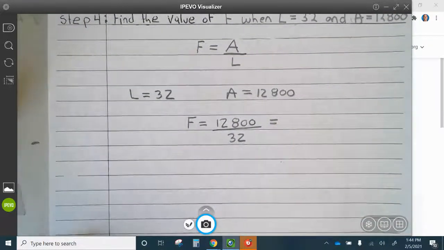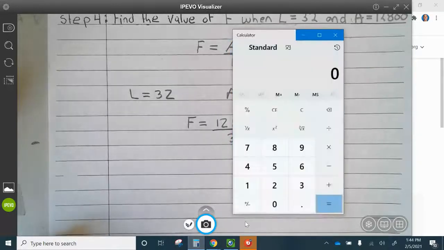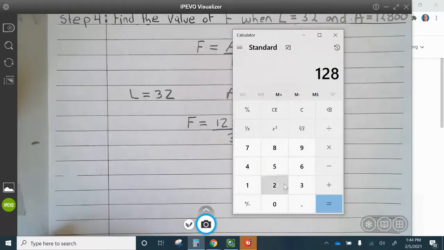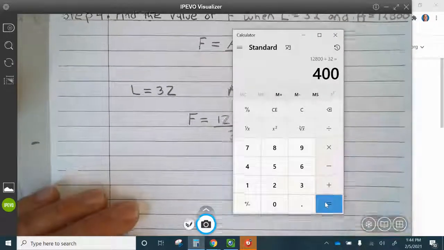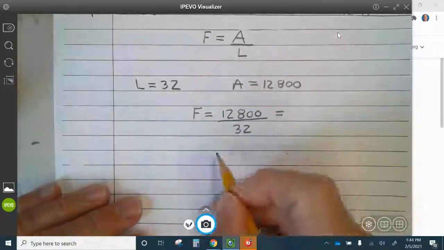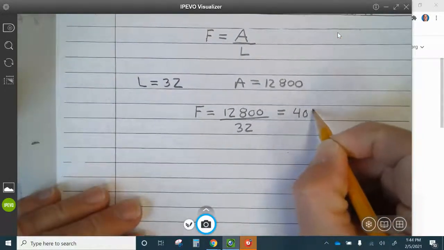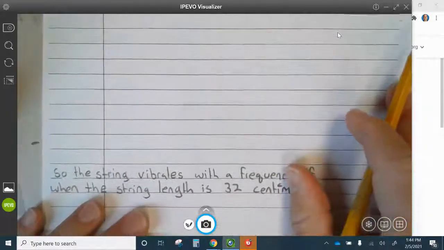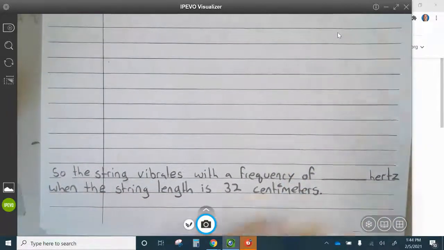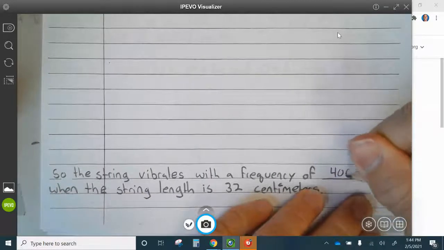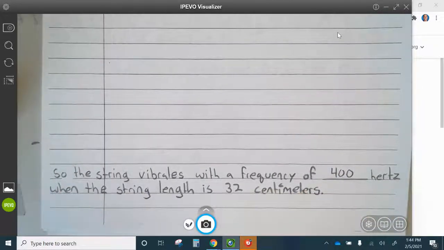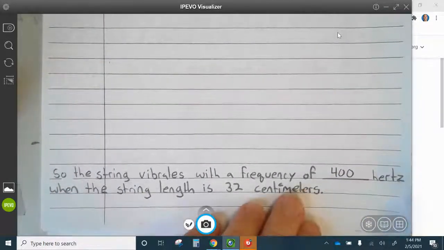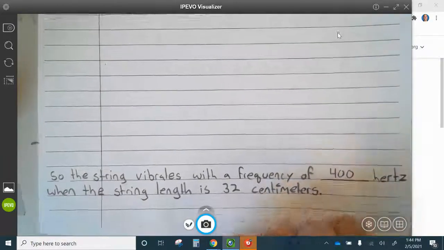Okay, so let's use our calculator. It equals 400. So F equals 400. So the string vibrates with a frequency of 400 hertz when the string length is 32 centimeters. Let's move on to the next question.